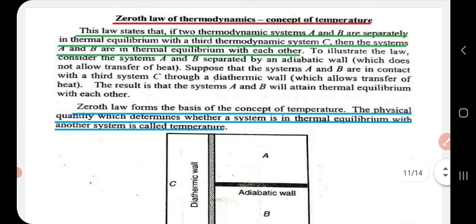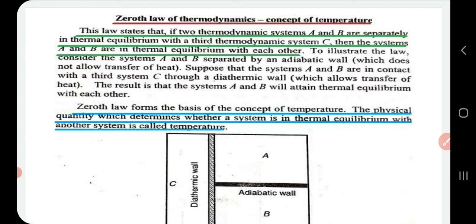Now, zeroth law of thermodynamics. That is a very possible question. State zeroth law of thermodynamics. This law states that if two thermodynamic systems A and B are separately in thermal equilibrium with a third system C, then the systems A and B are in thermal equilibrium with each other. That is, the zeroth law states that if two systems A and B are in thermal equilibrium with a third system, say C, then the two systems A and B are in thermal equilibrium with each other.